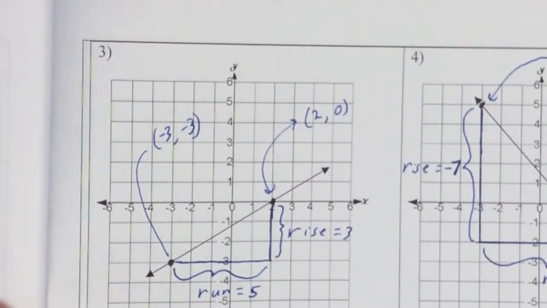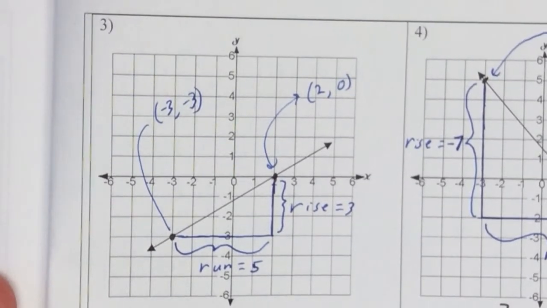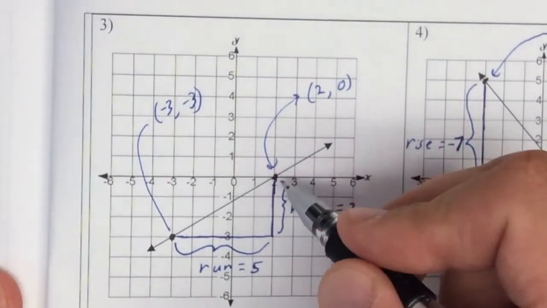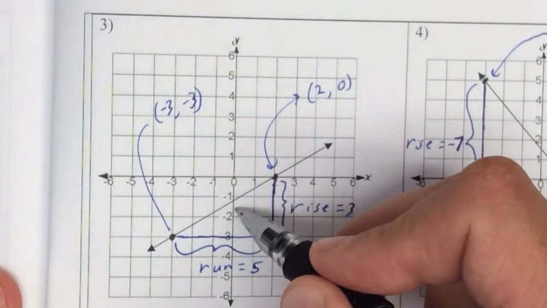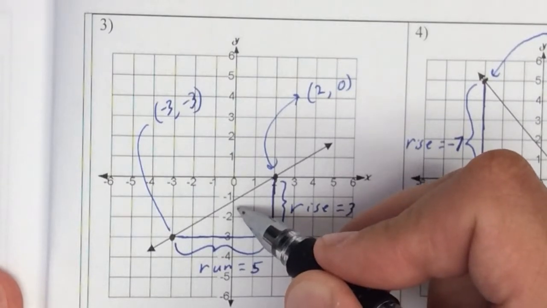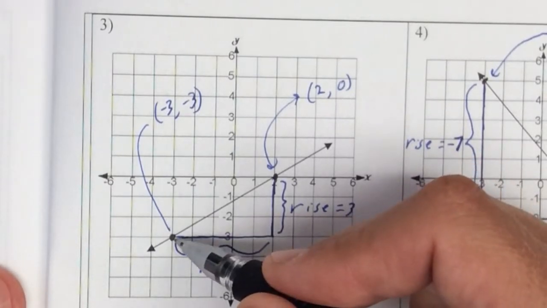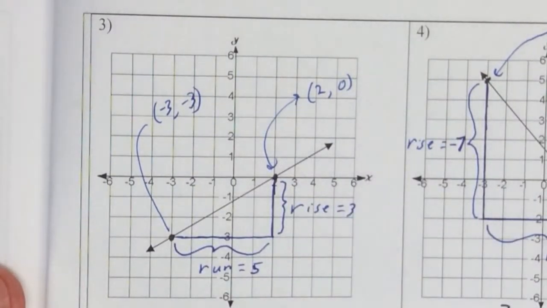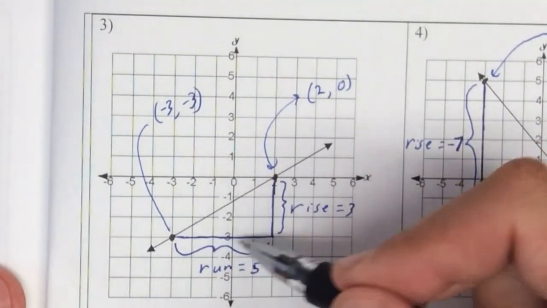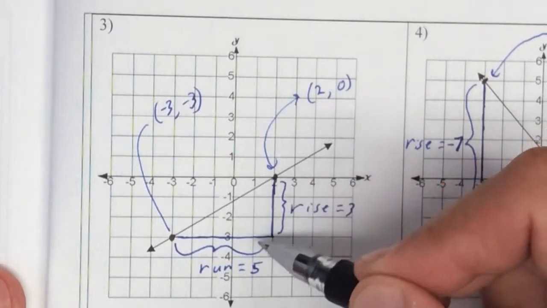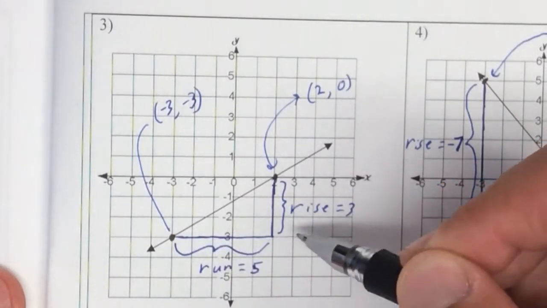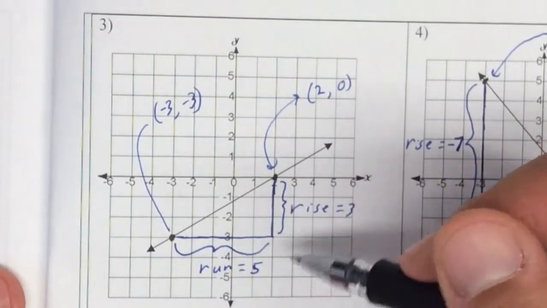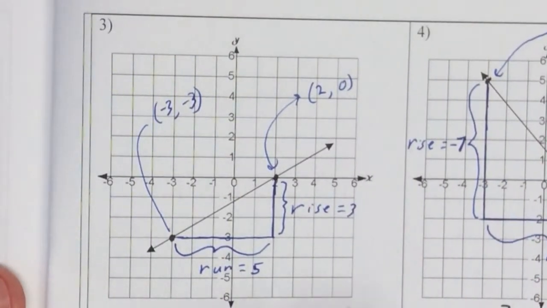Next one. And here's a graph where you have an x-intercept and the y-intercept isn't clear. So there's another point that is clear. And you have to use those points. Okay? From the graph, you can get the slope. The rise is 3. The run is 5. Okay, it's going up. So the slope is 3 over 5.